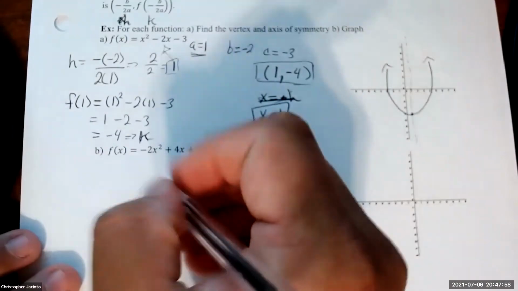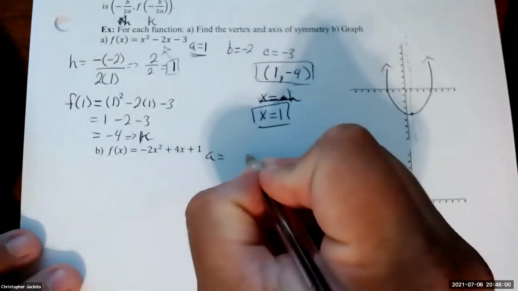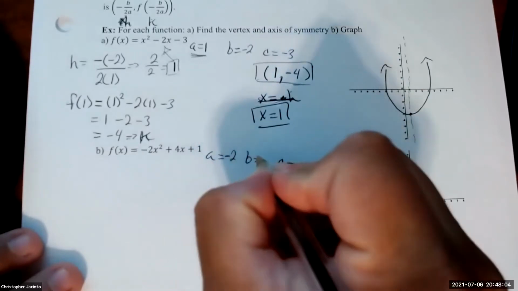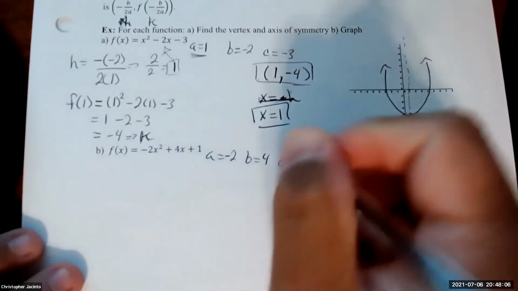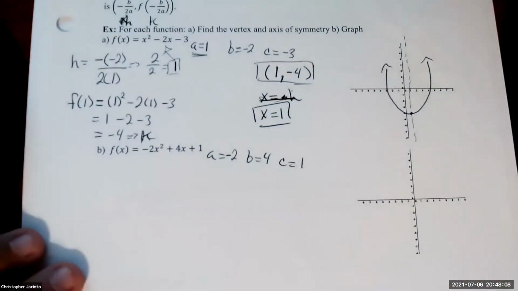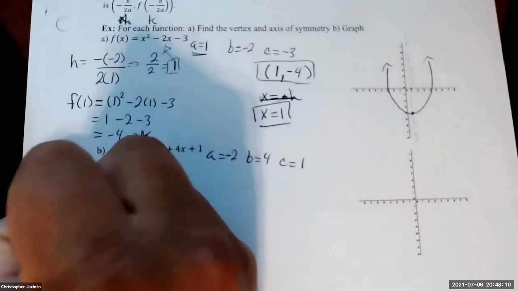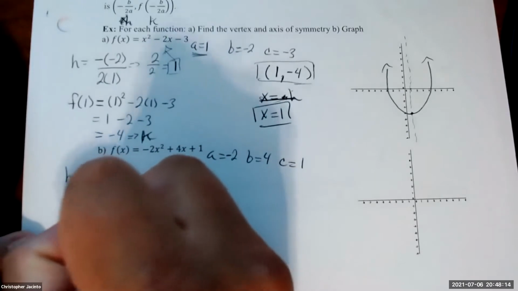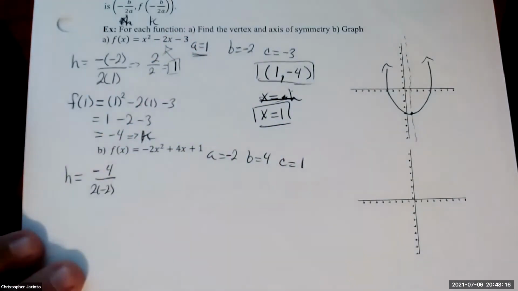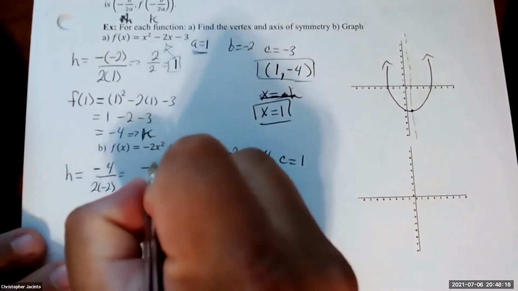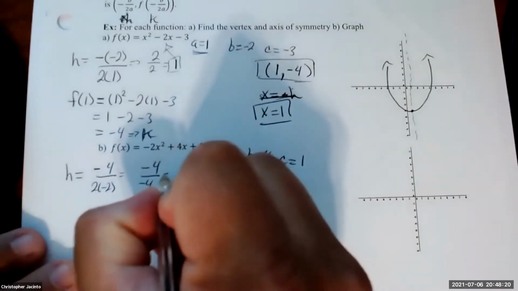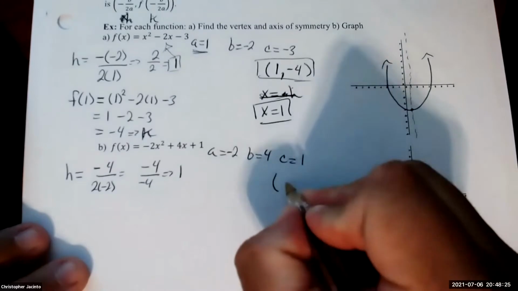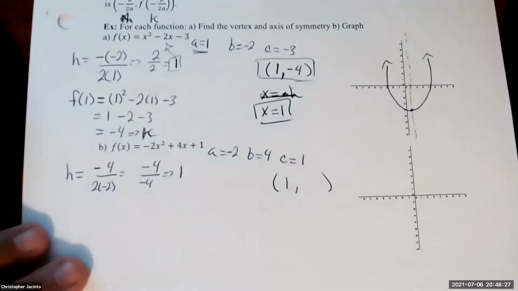All right, so same thing. Let's do A, B, and C. So this time now we have -2, 4, and 1. So to find our h, it's going to be -4 over 2 times -2. We simplify, so -4 over -4. So it ends up being 1 again. So we know it's going to be 1 comma something.